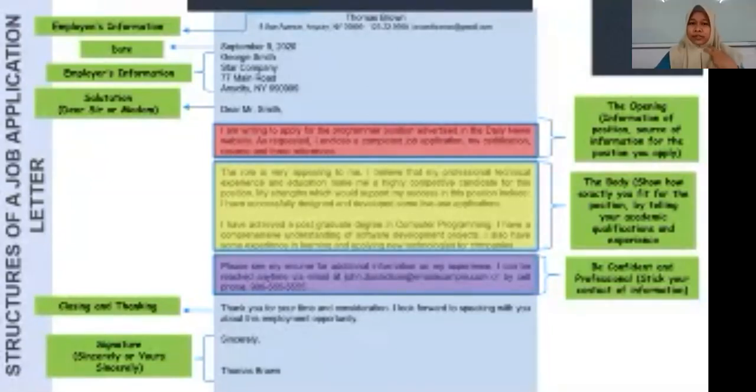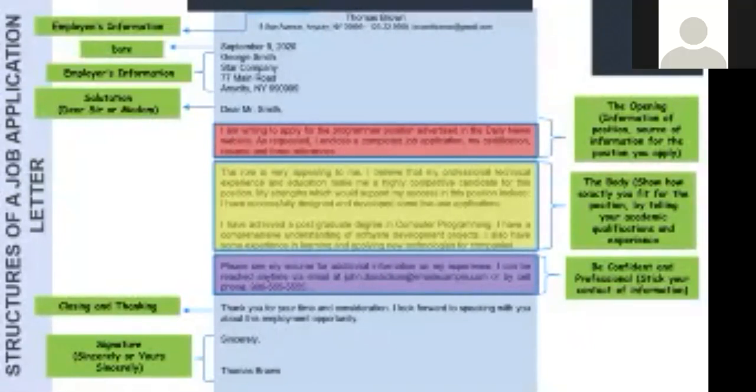I want the other students to respond, guys. What do we need to pay attention to, or what matters when we want to make an application letter? One student, come on, guys. Nobody? Why are you afraid of speaking English? Come on. What do we need to pay attention to when we want to make a job application letter?